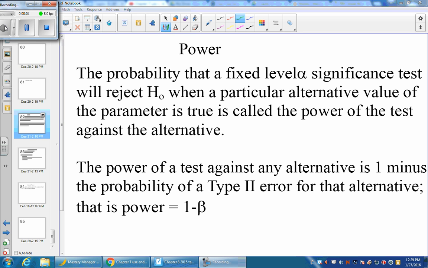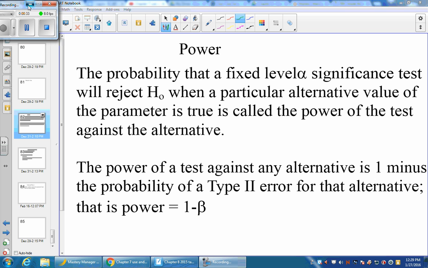Hello, this video is about power. Now, power is the probability that a fixed alpha level significance test will reject the null hypothesis when a particular alternative value of the parameter is true. That's called the power of a test against the alternative. The power of a test against this alternative is 1 minus the probability of type 2 error for that alternative. That is the power, 1 minus beta.